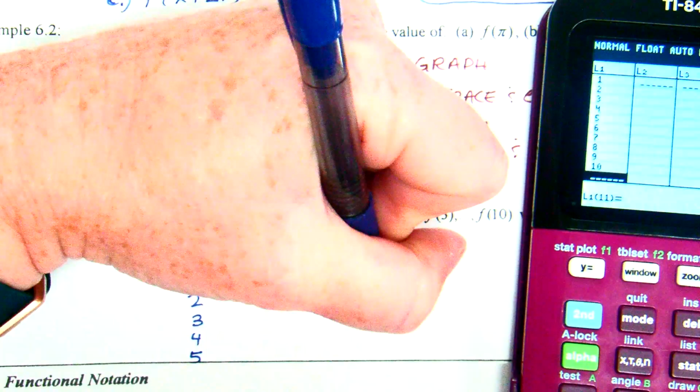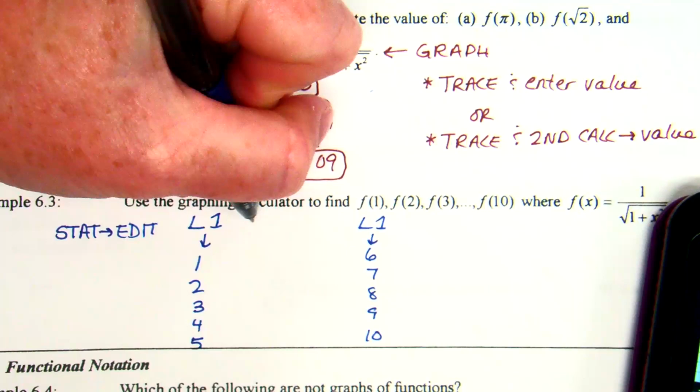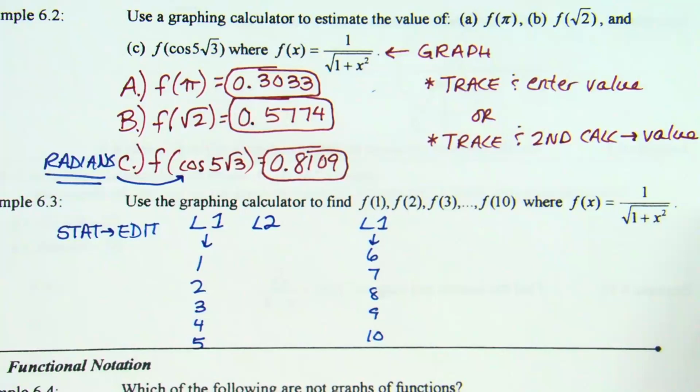I'm just writing these down on the paper. So L1 is your input, your X's. That makes L2 my outputs. How do I get L2? We're plugging our numbers into what? This right here, yes? So this equation becomes my L2.